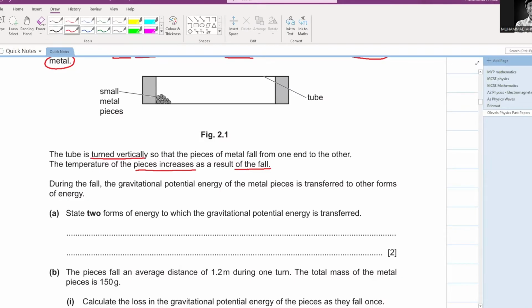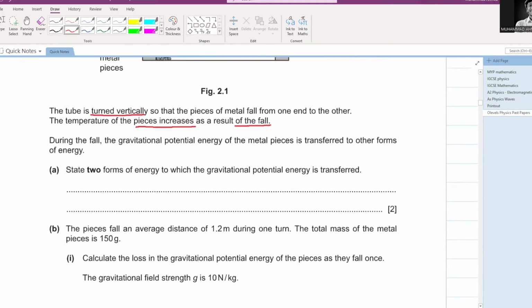The temperature is increasing. During the fall, gravitational potential energy of the metal pieces is transferred to other forms of energy. State two forms of energy to which gravitational potential energy is transferred. First of all, can you see the temperature of the pieces is increasing? If the temperature of the pieces is increasing, that means gravitational potential energy is getting converted into what? Thermal energy.